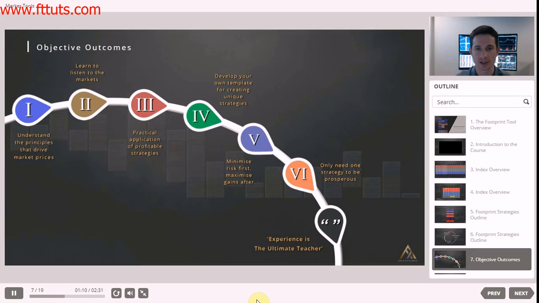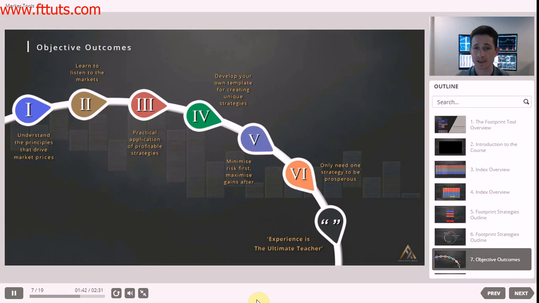The fourth outcome is I want you to be able to develop your own unique trading template. Obviously, throughout units 6 to 15, you will adopt a template I've created for you. But over the long run, I want you to adopt your own template that's personal to your trade strategies. The fifth objective I really want you to focus on and really adopt is minimizing risk first and maximizing gains after. The reason is simple.